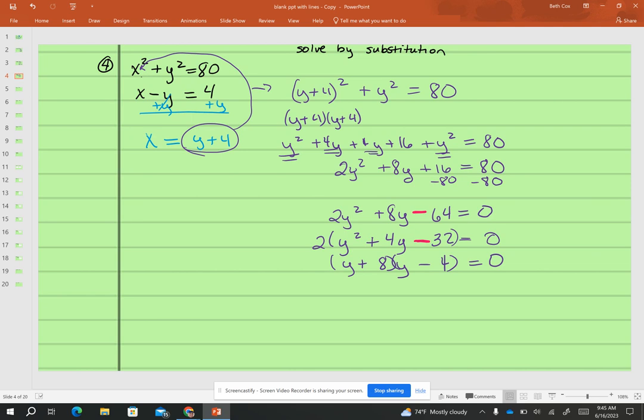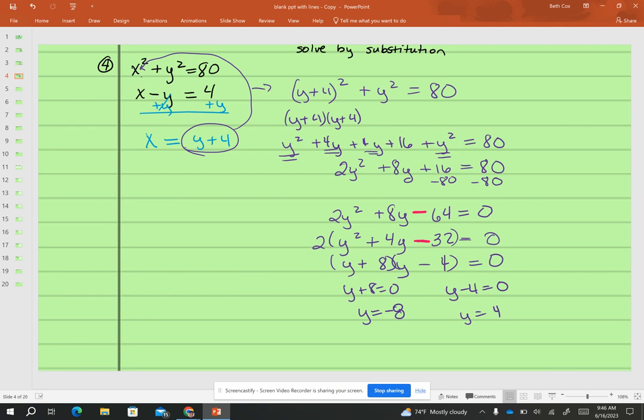The 2 I get to ignore. Technically, if you want to divide both sides by 2, it works and it goes away, because 0 divided by 2 is, of course, 0. So now I have y plus 8 equals 0, so y is equal to negative 8. And I have y minus 4 equals 0, so y is equal to positive 4.